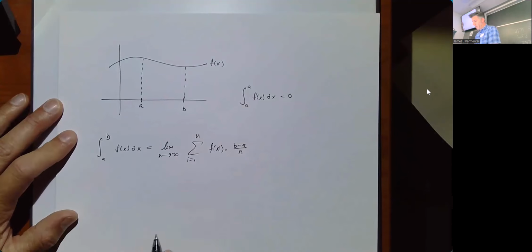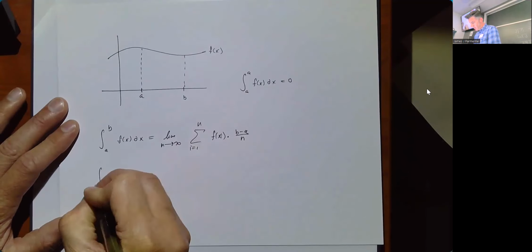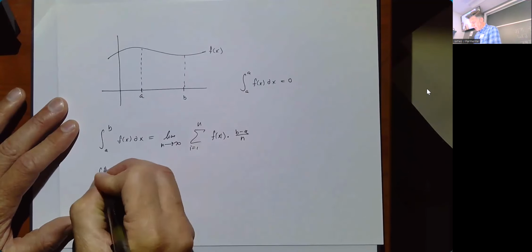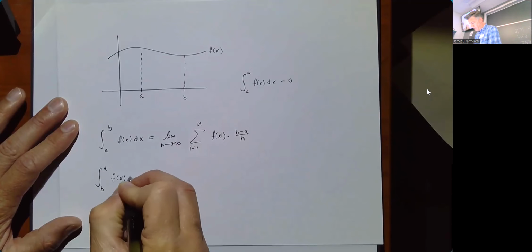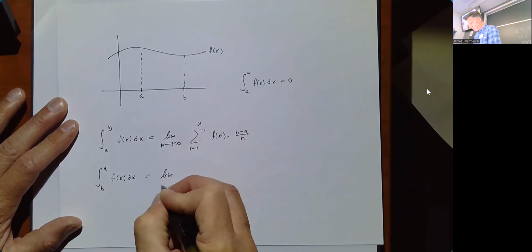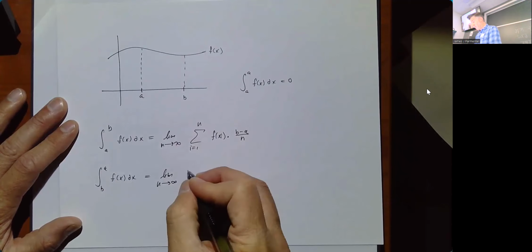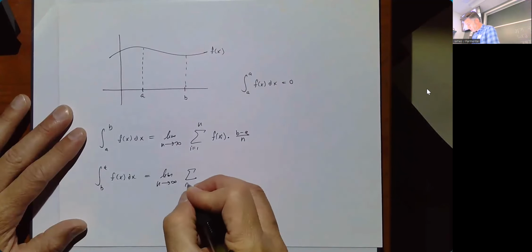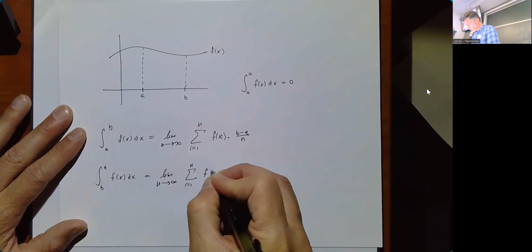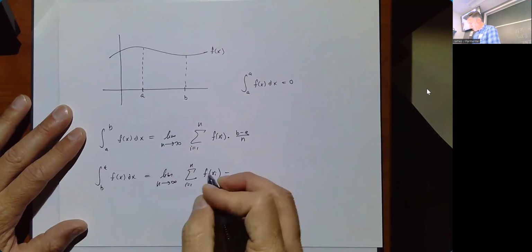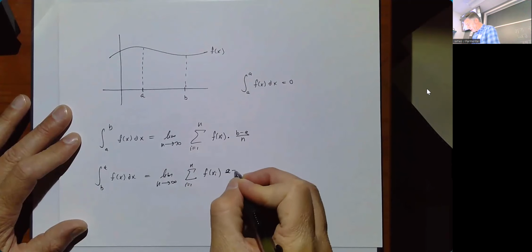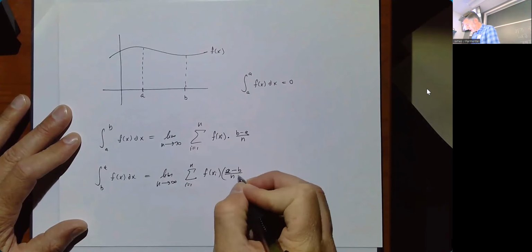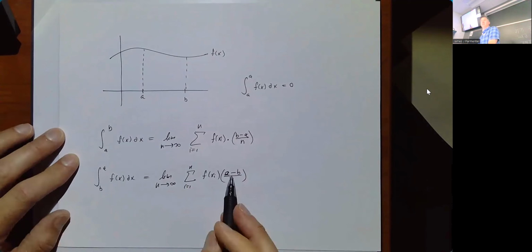Cool. So now let's take a look at this. If I did the integral from b to a of f of x dx, it's the same sort of deal. You're just taking the limit of the sums of all the areas. But now, using the same sort of thing, it should really be a minus b over n. That's my delta x. But a minus b is negative.